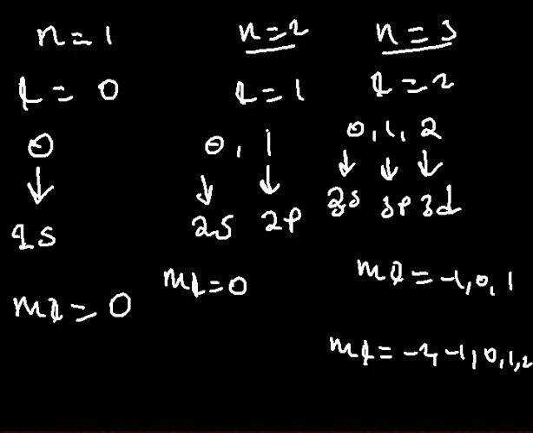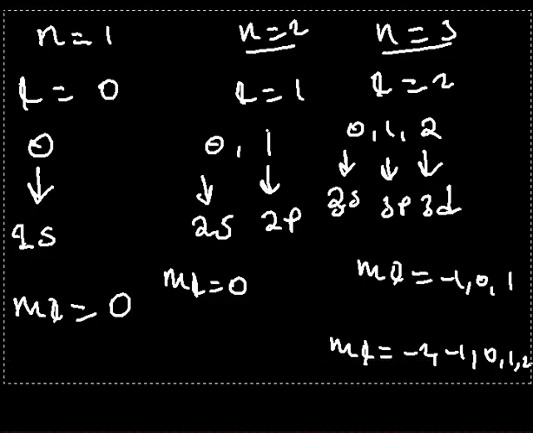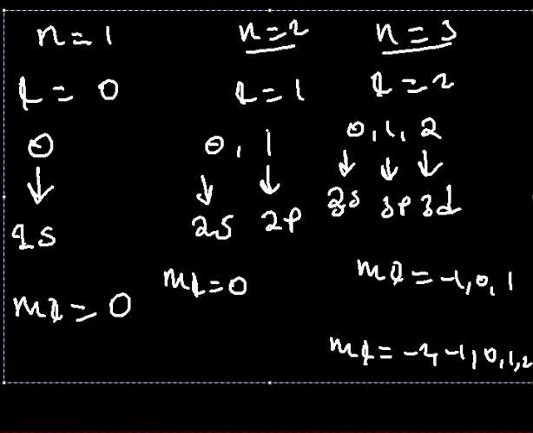So that's how you start to understand determining the values of ML given the principal quantum number. Now, what is the information we can get if we have, in this case, let's say, a 5d?